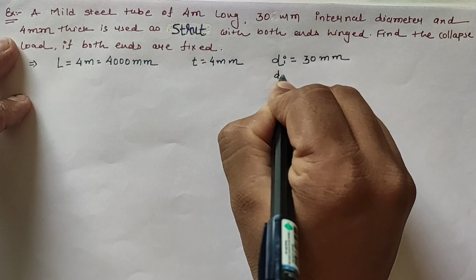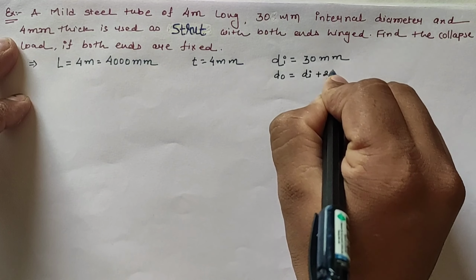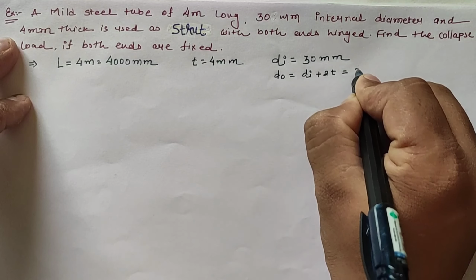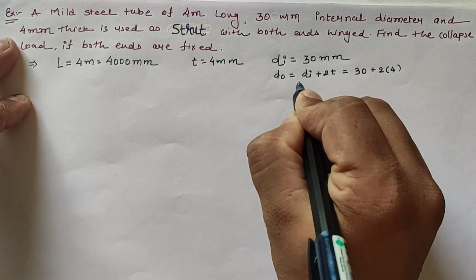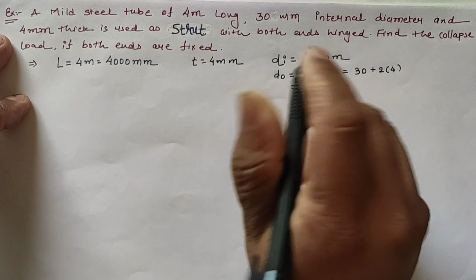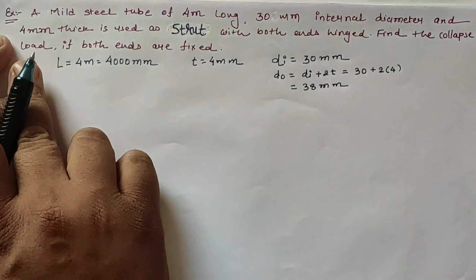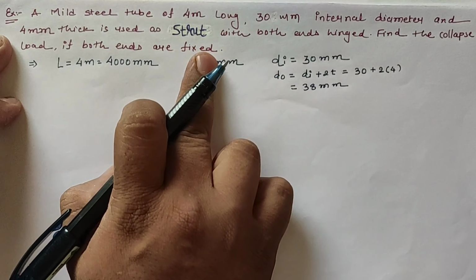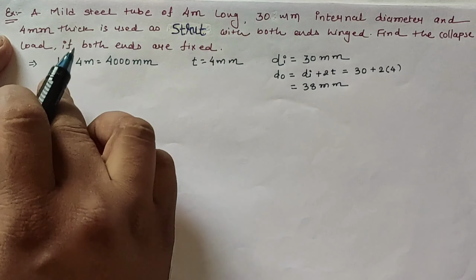So our outer diameter can be written as internal diameter plus twice the thickness. Now internal diameter is 30, twice thickness as 4 mm. It means our outer diameter is 38 mm. Now we have to calculate collapse load if both ends are hinged as well as both ends are fixed. So we have to calculate collapse load according to two different end conditions.